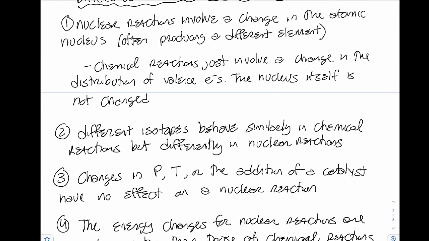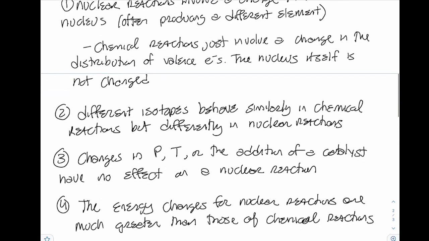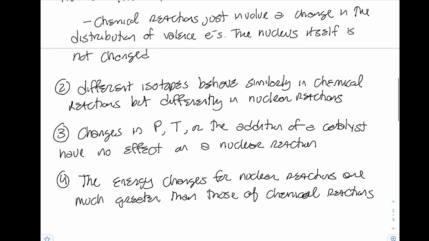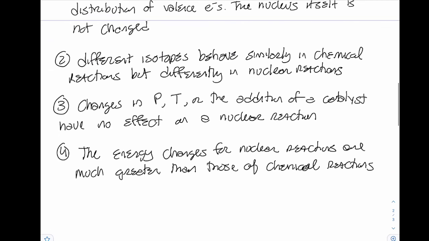So nuclear reactions involve a change in the nucleus, right? That's why they're called nuclear reactions. Chemical reactions are just a redistribution of valence electrons. Because different isotopes have different nuclei, they're going to behave differently in nuclear reactions. Because chemical reactions don't involve the nucleus, different isotopes are going to behave similarly in chemical reactions. Things that usually affect chemical reactions don't affect nuclear reactions, and the energy changes for nuclear reactions are often much, much greater than those of chemical reactions.